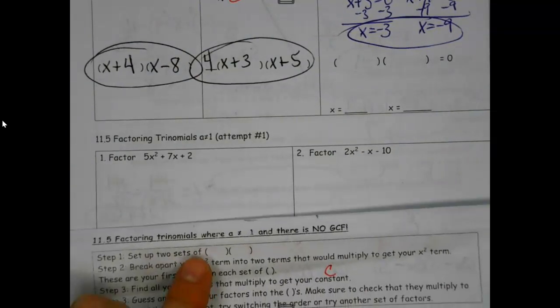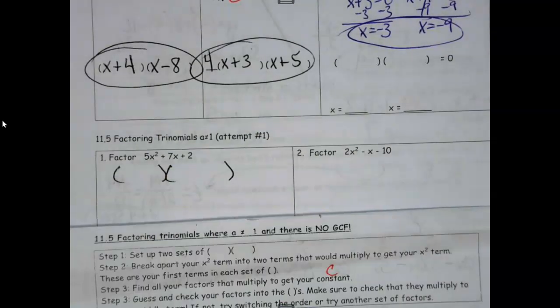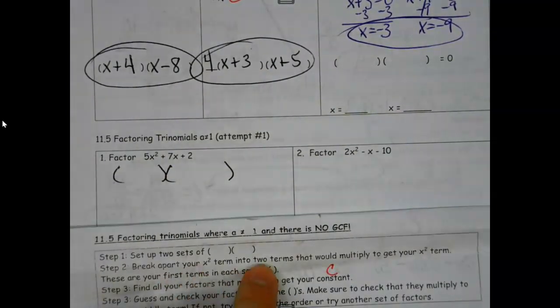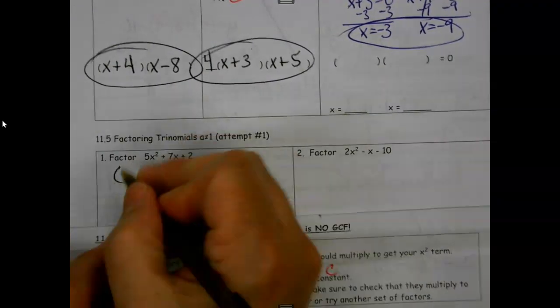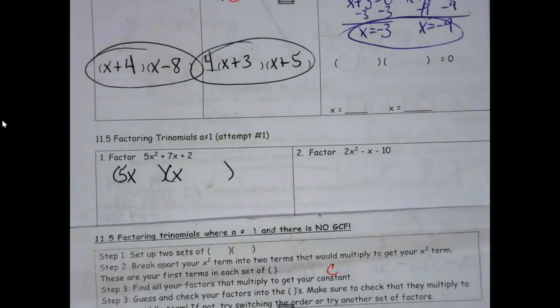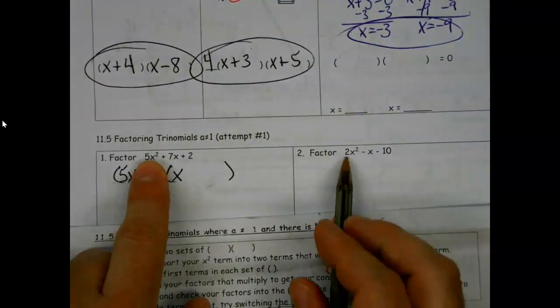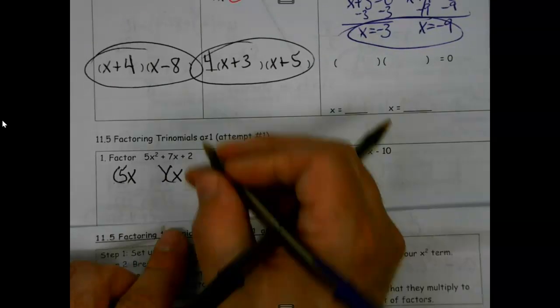So let's see here. Set up two sets of parentheses. All right. Got it? Break apart your x squared, turn them into two terms that would multiply to get it. One's going to be the number in front. One's just going to be x. So, like over here with 2, that's just going to be 2. Nothing different. Here we go again.